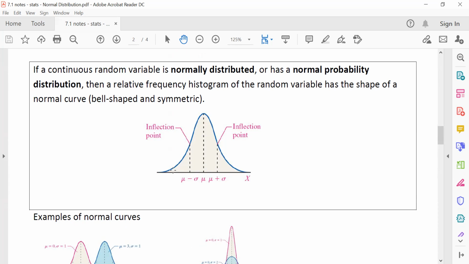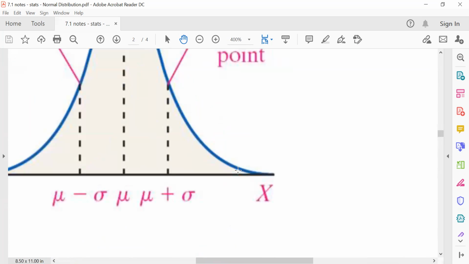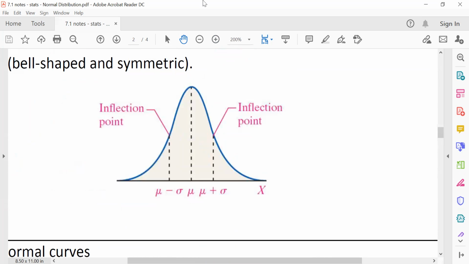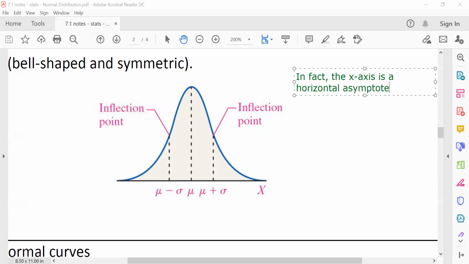Also, this graph is a tad bit misleading because it looks like the graph touches the x-axis. In fact, it never does. But when you draw a picture, it's hard to show what's really going on here. In fact, the x-axis is a horizontal asymptote, meaning that the curve will attempt to get closer and closer to the x-axis without ever actually touching it. It'll get closer and closer, but if you were to zoom way the heck in, you would see that it would not touch it.